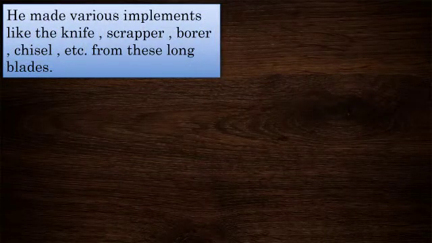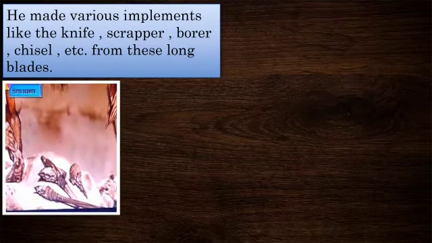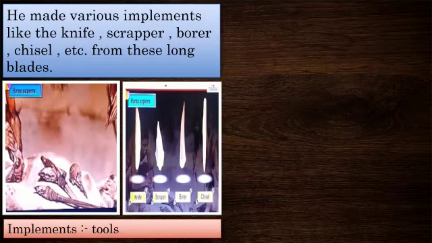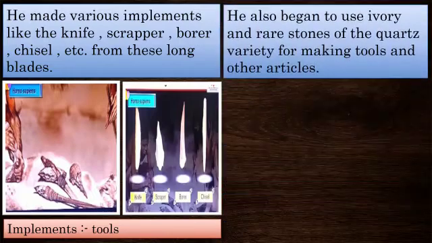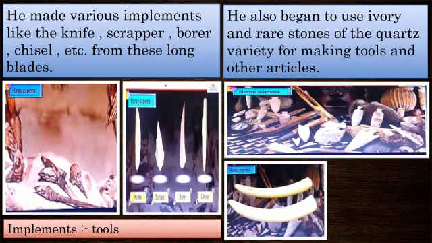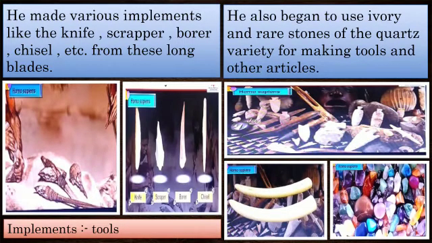So my dear students, Homo sapiens also made various implements. Implements means, do you know what? They are tools like knife, scraper, borer, chisel, etc. from these long blades. Also, Homo sapiens began to use ivory and rare stones of the quartz. Now, quartz means it's a type of stone which was used for making a variety of tools and other articles.